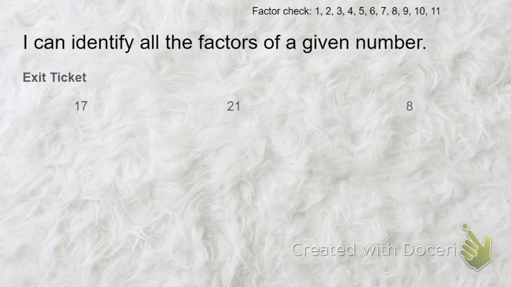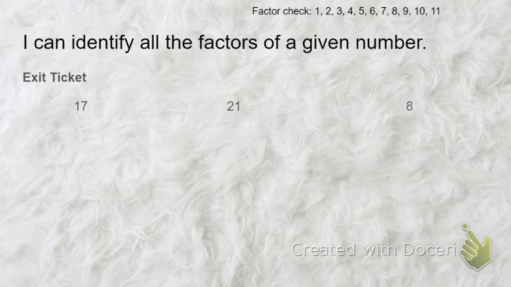Okay guys, so here is your exit ticket. You can use the factor check to help yourself, and I suggest you do, that way you don't accidentally miss a number. You are going to find all the factors for the numbers 17, 21, and 8. And then you are going to Zoom your teacher, so that way we can give you feedback and say, yeah, you're good to go, or no, we need to go back and look at that again, okay?